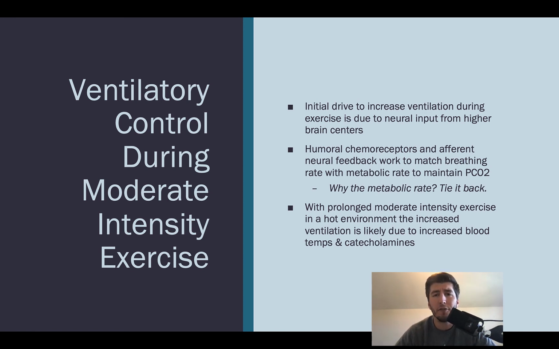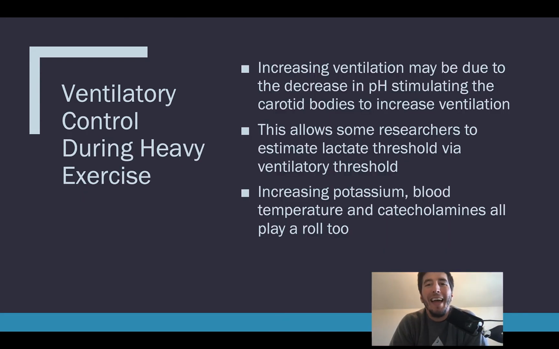We're also going to have those humoral chemoreceptors. So we're going to have the carotid body and we're going to have the aortic bodies telling our brain, hey, listen, we need to increase ventilation because we're sensing an increase in carbon dioxide, and we're sensing a decrease in oxygen. As that increases in duration, you're going to see that ventilation rate continue to increase and increase and increase.